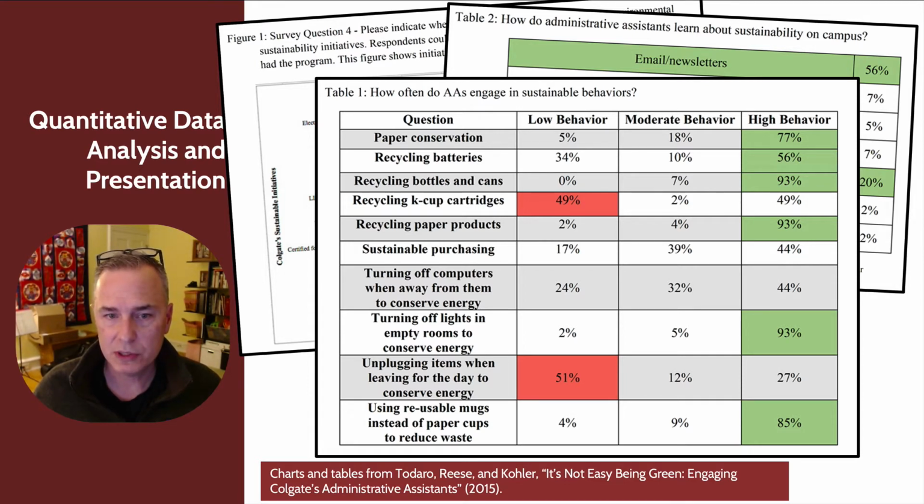in this behavior. So you can see recycling K-cups for coffee, unplugging items when leaving for the day to conserve energy. Those are ones that they coded with this red highlight to show that people were less likely to do those. And then all the green ones on the high behavior side on that right-hand column, all the places where they were doing more of that work.